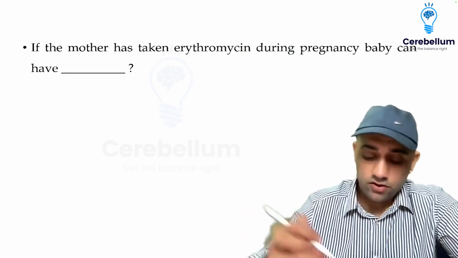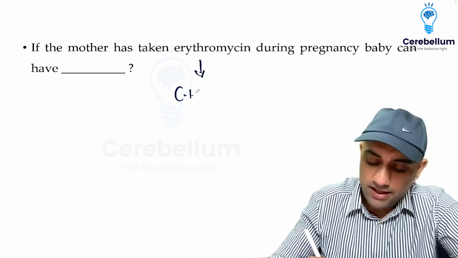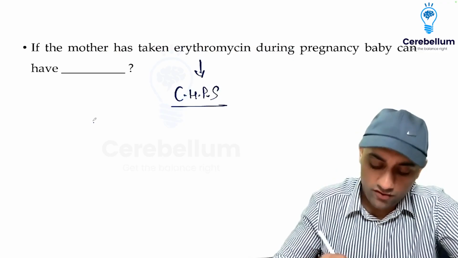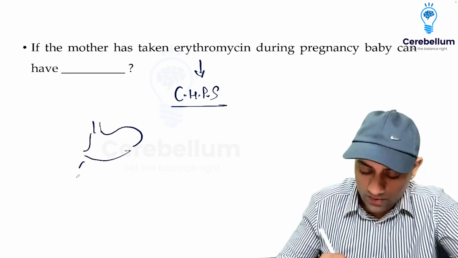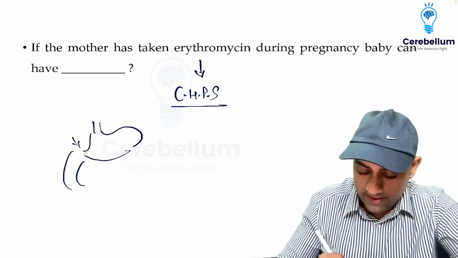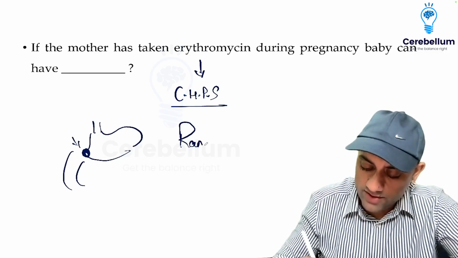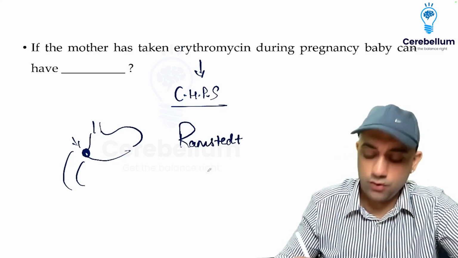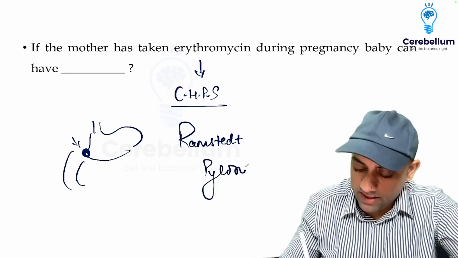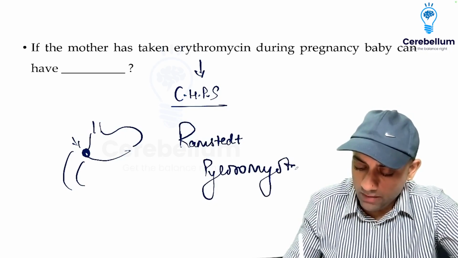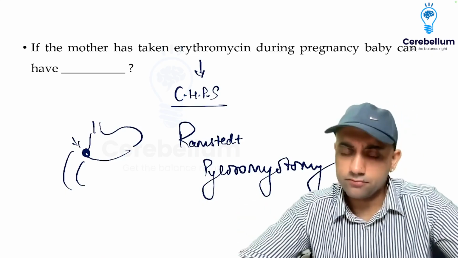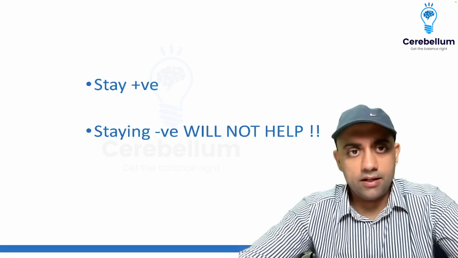If the mother has taken erythromycin during pregnancy, the baby can land up with congenital hypertrophic pyloric stenosis. This one, we have done that. Congenital hypertrophic pyloric stenosis, and the name of the surgery for this one is Ramstedt pyloromyotomy. The name of the surgery for CHPS is Ramstedt pyloromyotomy. Remember that. Pyloric stenosis. Done.